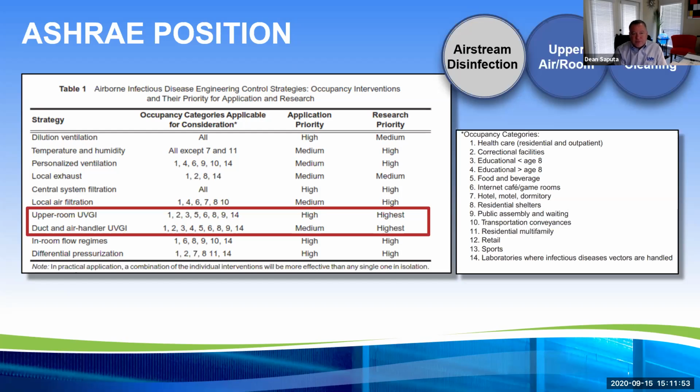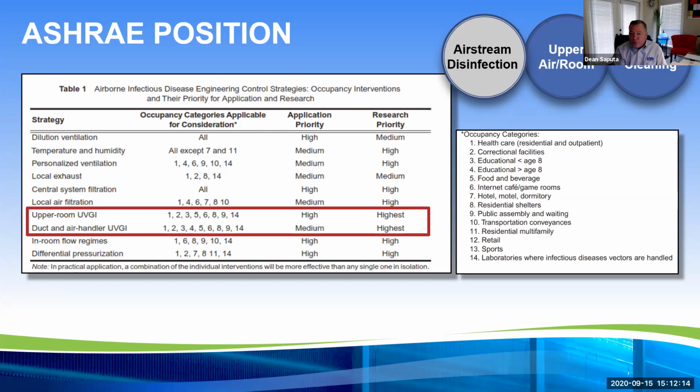Can you dilute? Can you change your temperature, humidity? Can you add personalized ventilation? We're doing that now. Local exhaust, can you increase filters? Can you move to a MERV 13 or even a HEPA filter? Can your systems handle that static pressure? Local air filtration, those are the roll in the room units.